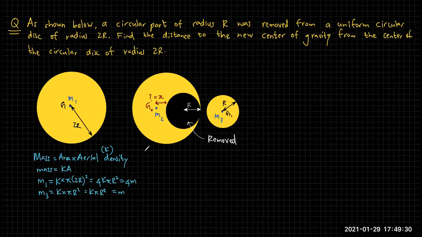Fine. Now let's write the mass of this part, where the small circle is removed from the large circle. What is the mass of that one? Right, that is easy. M2 is equal to M1 minus M3. Hope everyone will agree with me on that. For M1, we have taken 4m. For M3, we have taken m. Therefore, M2 is 3m. That is the mass of this part. Mass of the larger circle is 4m. Mass of the smaller circle is m. Therefore, mass of this part has to be 3m.